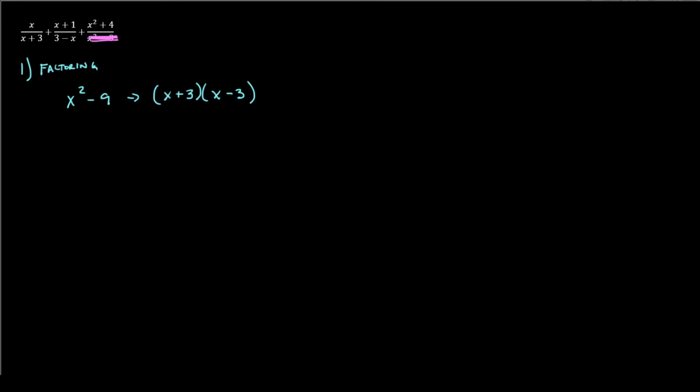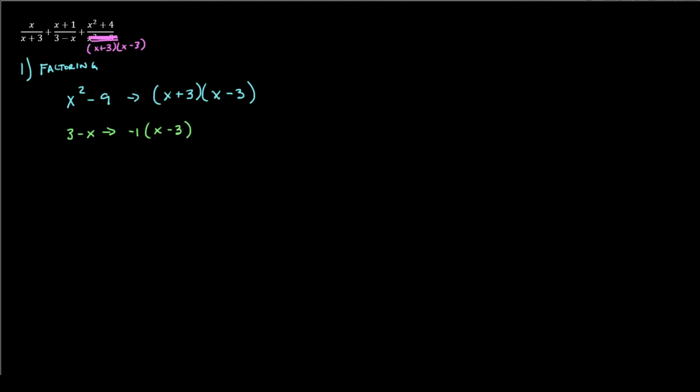Alright, so now we can rewrite that as x plus 3 times x minus 3. Take a look at this 3 minus x. It looks extremely close to the x minus 3. And in fact, we can make it look so by factoring out a negative 1. So 3 minus x, we can make that look like negative 1 times x minus 3.